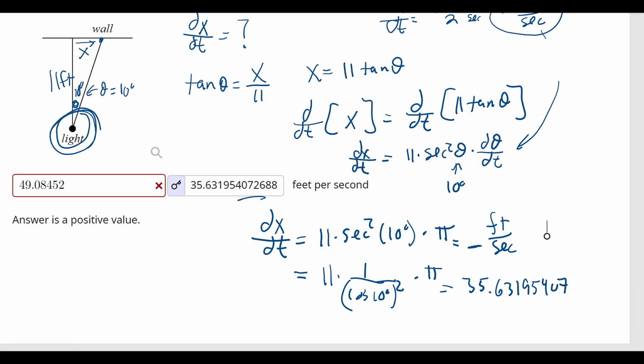And I get 35.63195407. This obviously goes further, but I'd probably say 35.632 feet per second. Hope that helps.